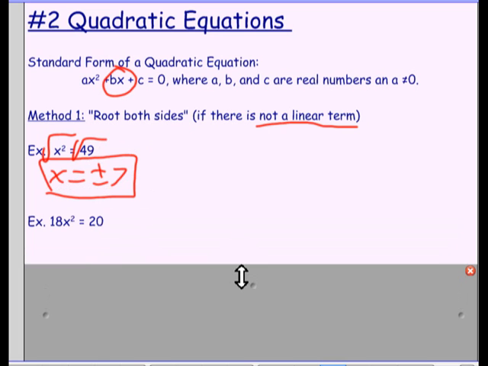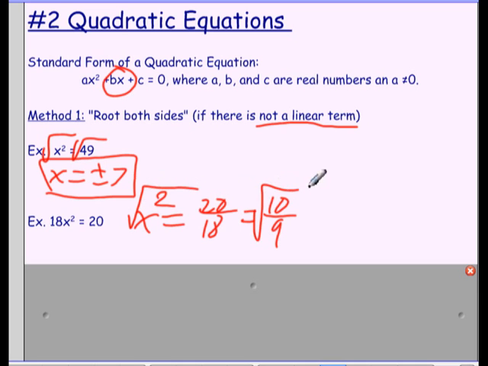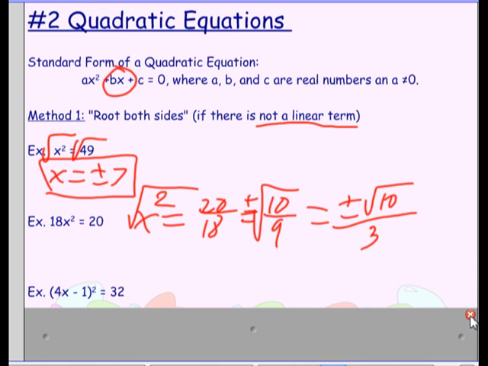Another example here. So this one, you'd want to get the x squared by itself. So you'd have x squared equals 20 over 18. I might reduce that to 10 over 9. Sorry, x squared. And so now when I take the square root of both sides, I can simplify that. It's a plus or minus. See, I almost forgot it. So we get plus or minus root 10 over 3, because the square root of 9 is 3. Piece of cake.